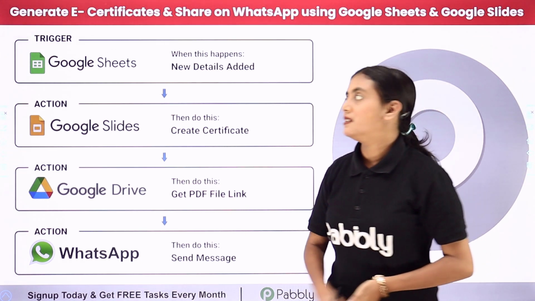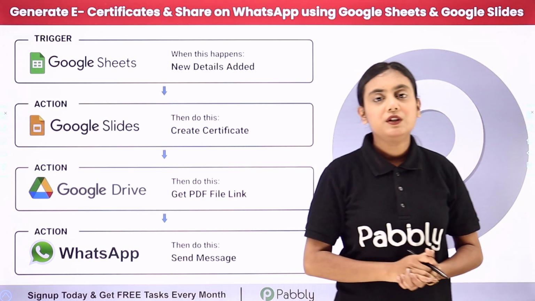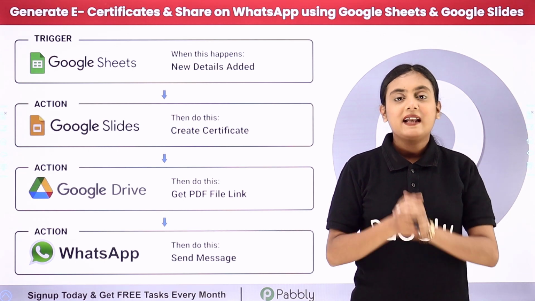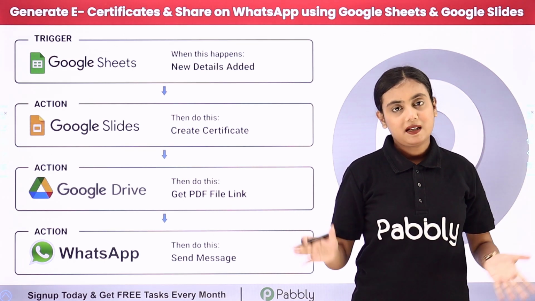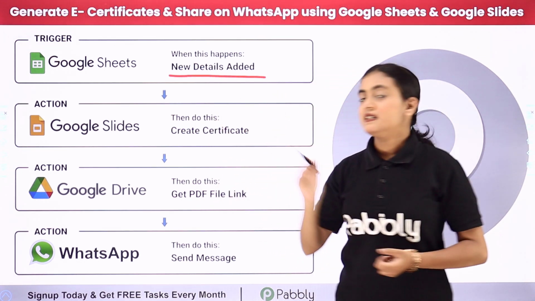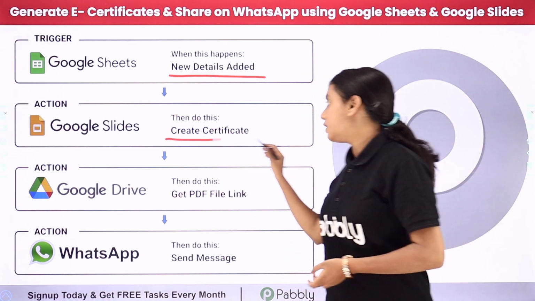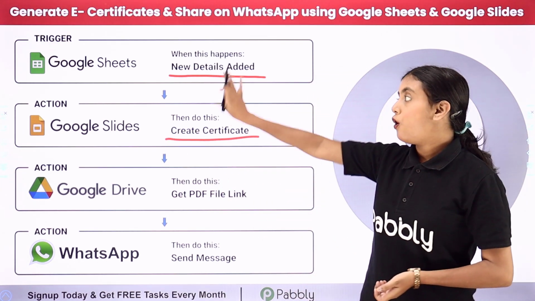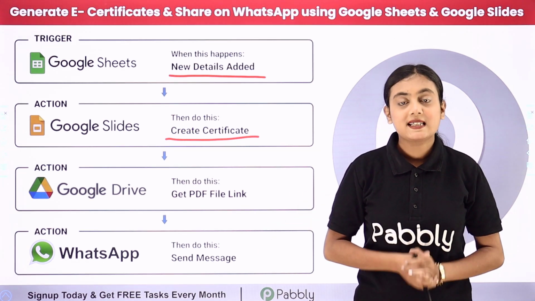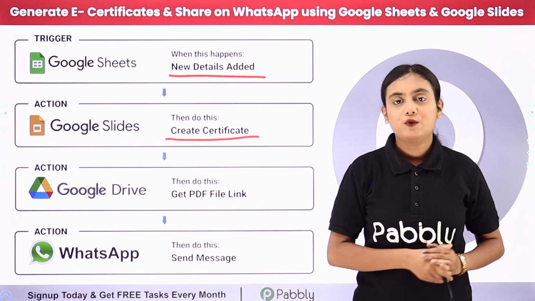In this video we're going to learn how to generate e-certificates and share on WhatsApp using Google Sheets and Google Slides. So I am an owner of a business and I run internship programs in my company. My objective is that as soon as I add the details of my interns in my Google Sheets, automatically with the help of the details, a certificate of internship should be created for all my interns whose details I've added in my Google Sheets with the help of Google Slides, as we've already created a template of certificate of internships with the help of Google Slides.